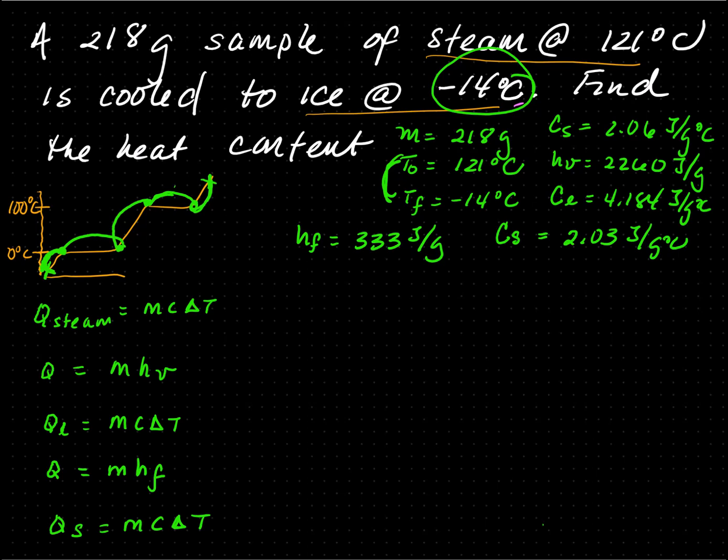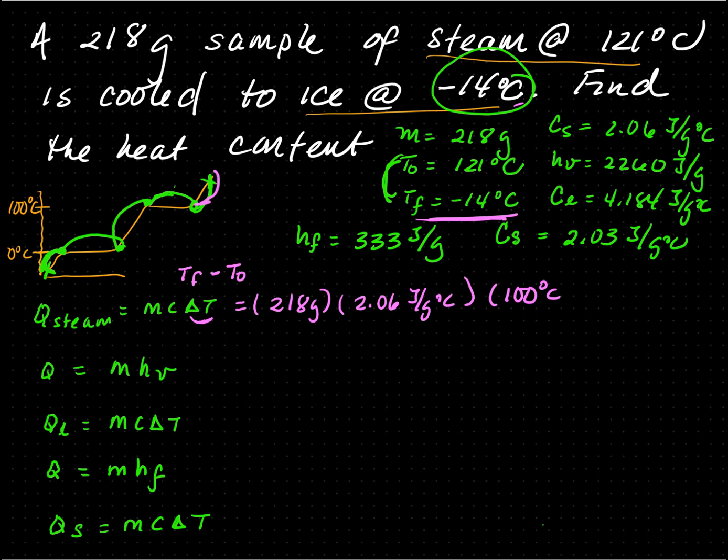Now that I identified all the variables, plugging in the numbers. So Q steam, we're going to have mc delta T. Mass here is 218 grams. The C for the steam is 2.06 joules per gram degrees Celsius. Delta T is T final minus T initial. The final temperature is 100 degrees Celsius, not negative 14. The reason is that this is steam or gas. Once it goes below 100 degrees Celsius, it's no longer steam, so you cannot use the steam or gas constant. My initial temperature was 121 degrees Celsius. Our first Q equals mc delta T brings us right here to this point.